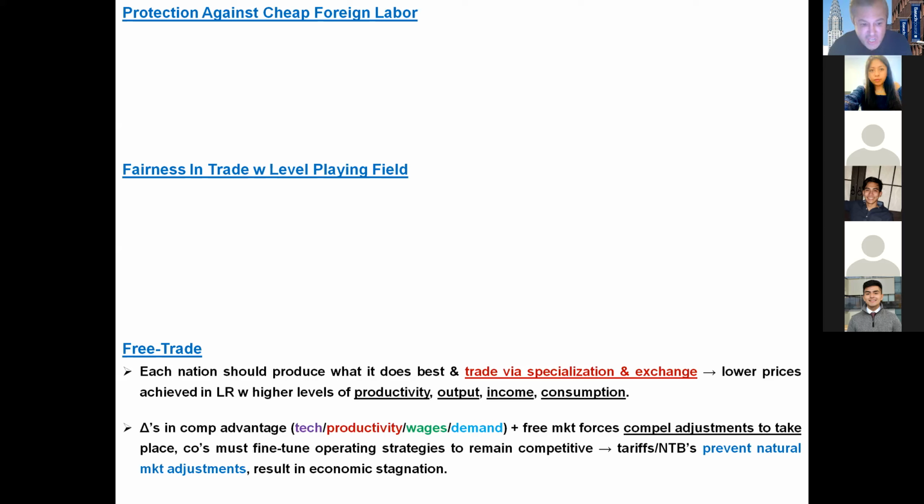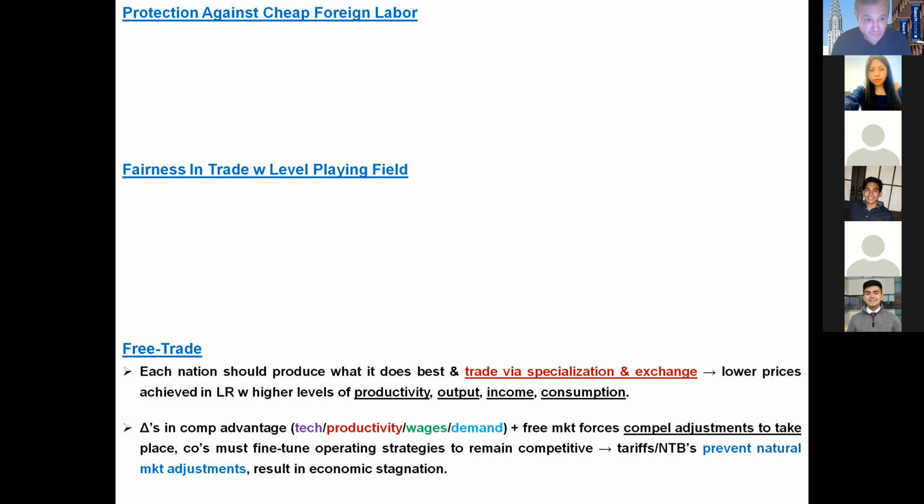Critically, the theory says that changes in comparative advantage, whether it's changes in technology, productivity, wages, or demand, plus free market forces are going to compel adjustments to take place, and that companies are forced to fine-tune their operating strategies, just like you as students are compelled to fine-tune your operating strategies, whether it's to succeed in a class or succeed on an interview. But the free trade argument holds that tariffs and non-tariff barriers do what? They prevent natural market adjustments, and they result in economic stagnation and a loss of economic activity for the nation.